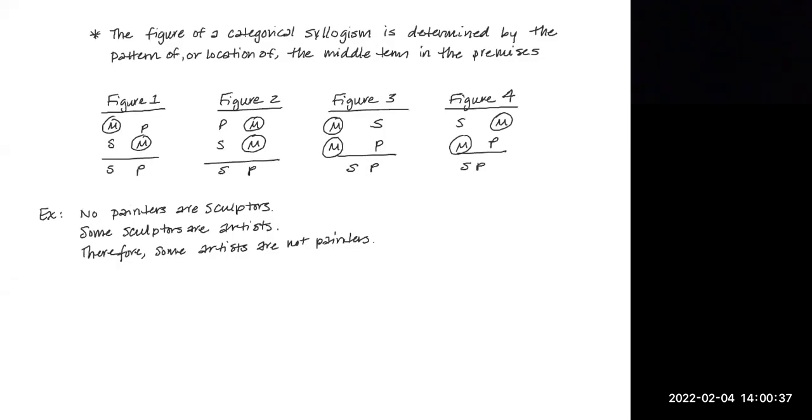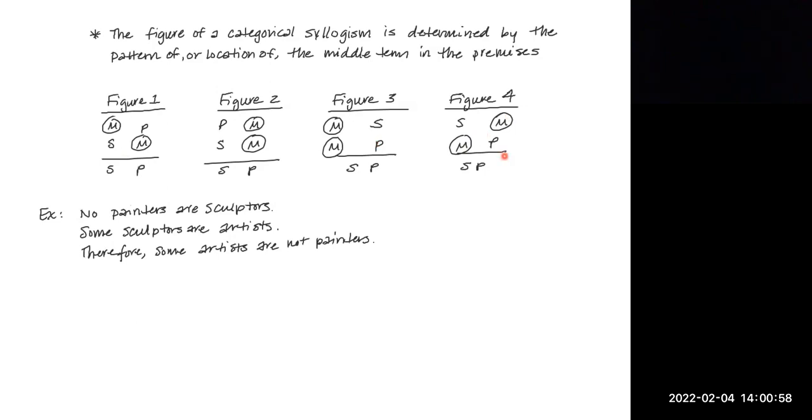Just as mood was easy to determine, so is figure. It's really determined by the pattern of, or the way your book puts it, the location of the middle term in the premises. So what you're looking for is this pattern, this pattern, this pattern, or this pattern. It's really only going to be one of 4 different patterns.